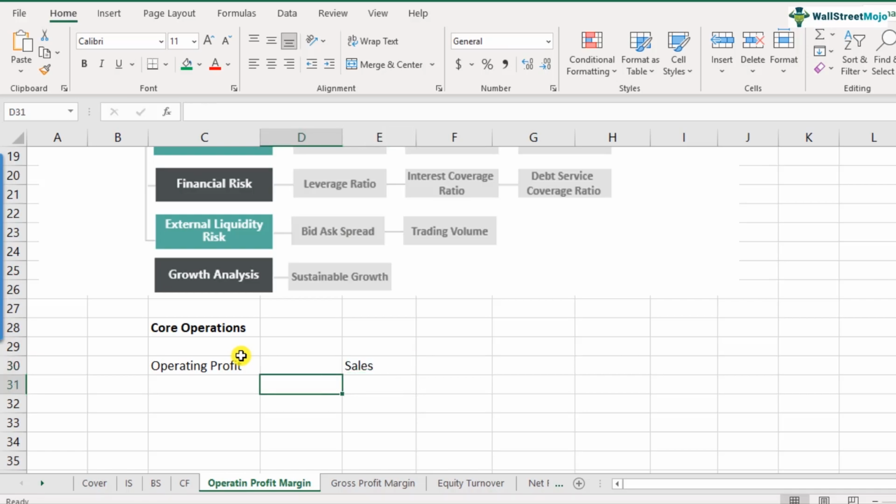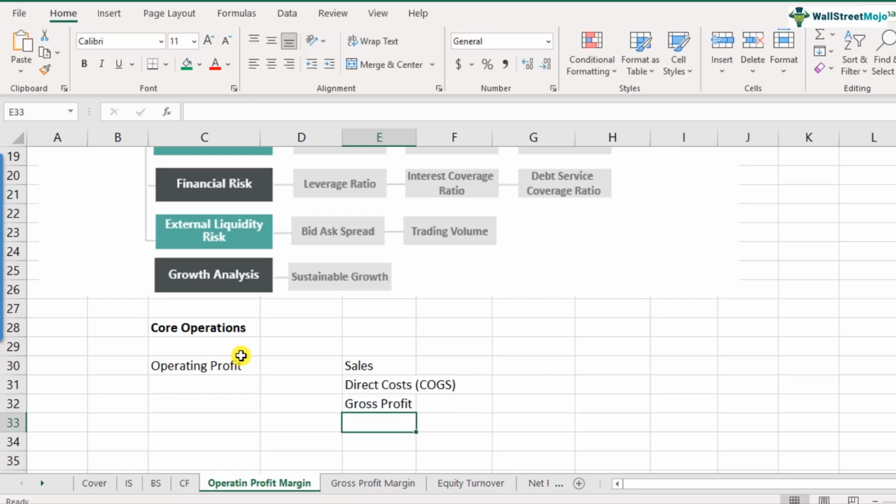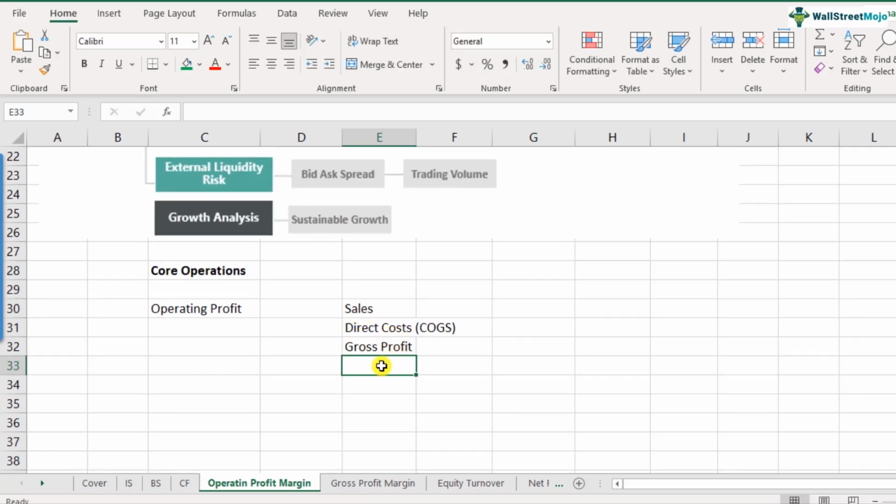And all the direct costs, which we call cost of goods sold, are deducted, right? So direct costs, or COGS. When we deduct them, we call it gross profit. After the gross profit, we have all the indirect costs or indirect expenses.